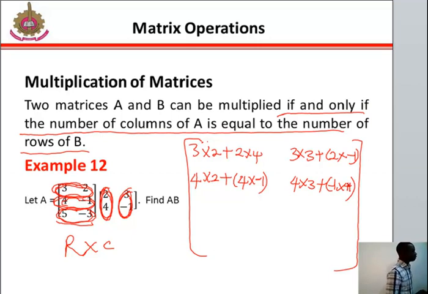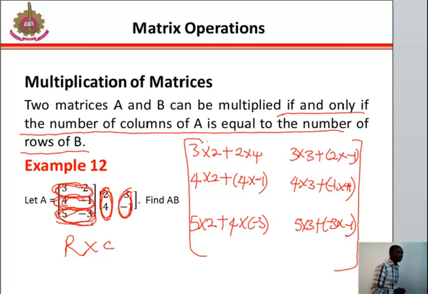You repeat the same for the last row here. It's now going to be 5 multiplied by 2 plus 4 into minus 3, and then 5 multiplied by 3 plus minus 3 multiplied by minus 1. So if you work this out, you get the different elements in this matrix AB. I want you to work that out and see what you will get.